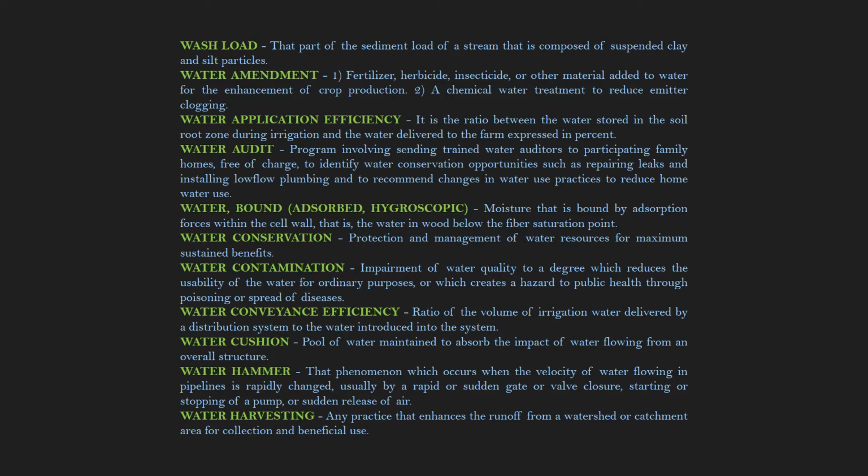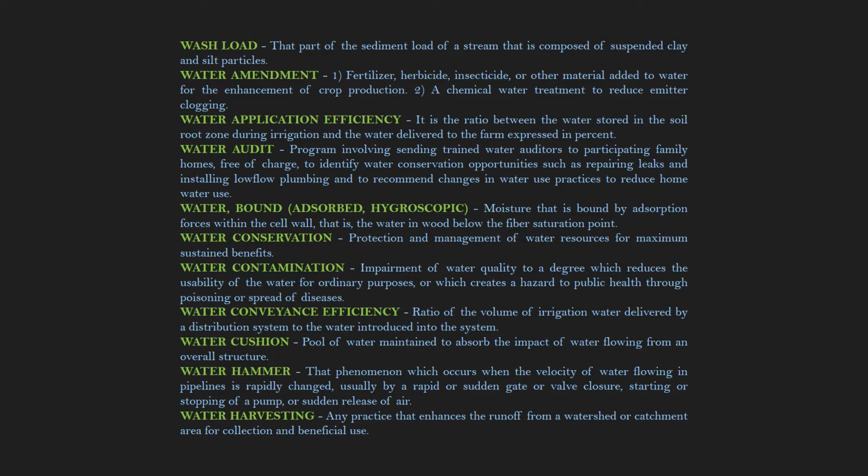Water application efficiency. It is the ratio between the water stored in the soil root zone during irrigation and the water delivered to the farm expressed in percent. Water audit. Program involving sending trained water auditors to participating family homes free of charge to identify water conservation opportunities such as repairing leaks and installing low-flow plumbing, and to recommend changes in water use practices to reduce home water use.